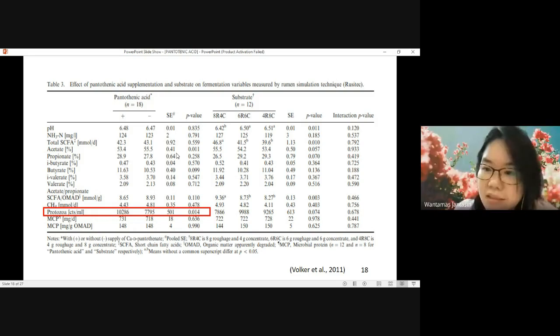Sorry about that. Actually, my second question is also a little bit similar to Susu's, but I just want to ask: if we supplement a high level of vitamin or pantothenic acid, will it cause imbalance, and then affect, for example, methane production or odor emission in the rumen or not?